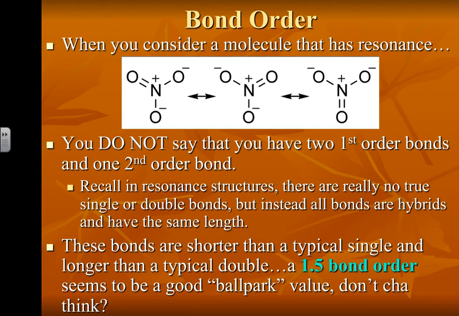And this is something I alluded to before, which I hope you understand now. These bonds that you see in the nitrogen trioxide are shorter than a typical single, but they're a little longer than a typical double. And what we would call this is, let's say, a 1.5 bond order. It seems to be a good ballpark value, don't you think? We don't really have true singles or true doubles, but something in the middle. So we call that a 1.5 bond order.